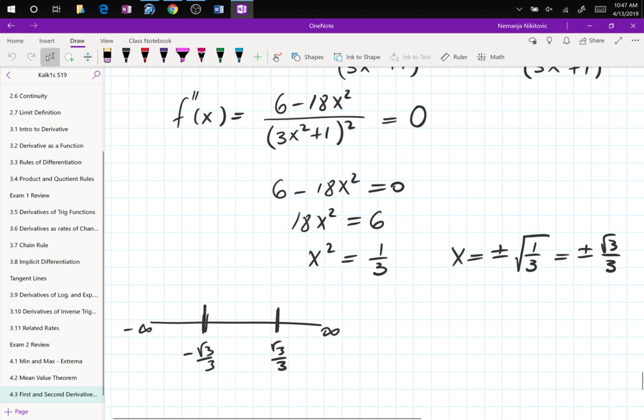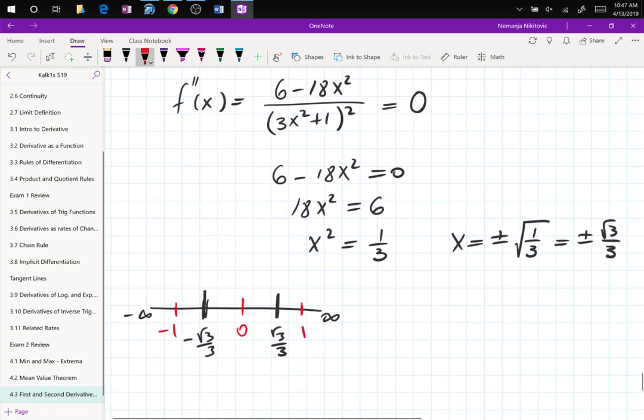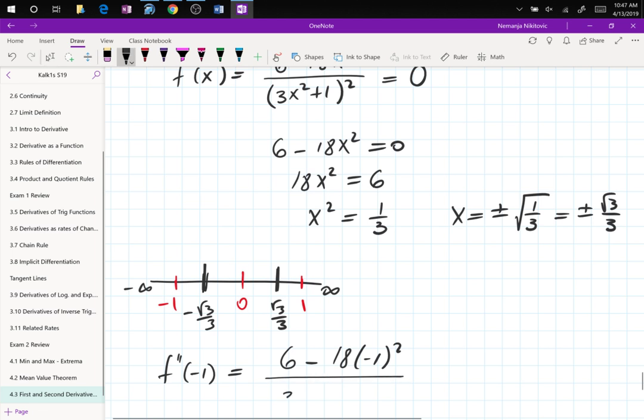All right, so 0. And we can use -1 and 1. Now, second derivative, computed at -1. 6 minus 18 times -1 squared, divided by 3 times -1 squared, plus 1, everything squared.